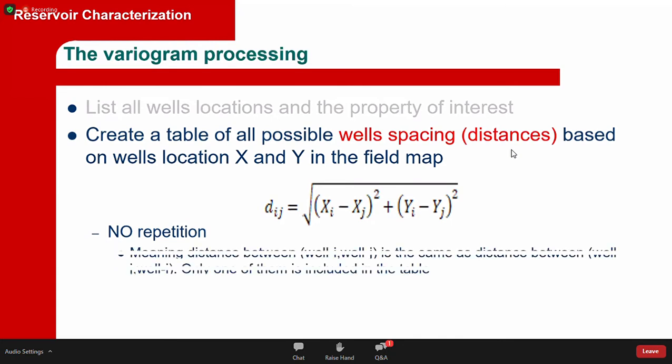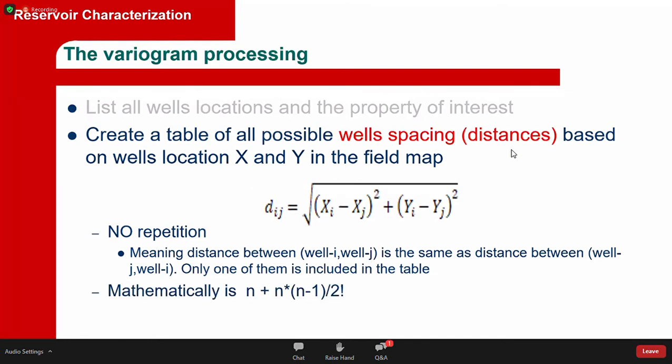Meaning the distance ij is the same as the distance ji. Mathematically, how many combinations will you have? It's n plus n times n minus 1, divided by 2. What is n? n is the number of wells. As I told you from the beginning, it's a very tedious process, because there are a lot of combinations that you need to look at. The number of wells is 16, then 16 times (n minus 1), which is 15, divided by 2. It gives you the total number of combinations that you may have between all the 16 wells, or any number of wells.